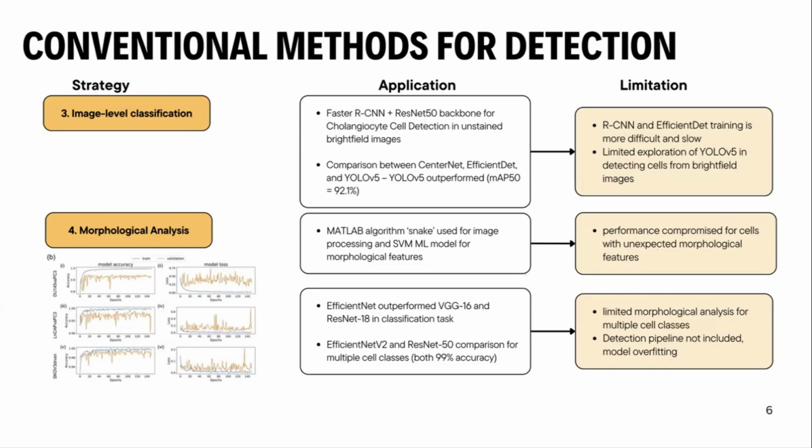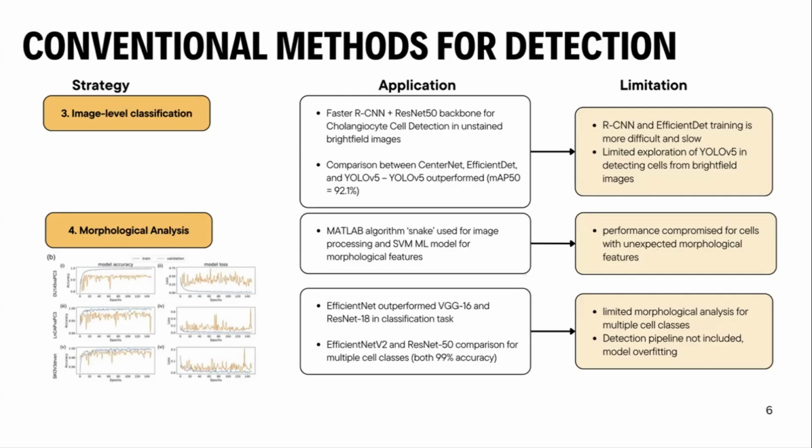YOLO V5 was also compared with EfficientDet and CenterNet in a study, and it showed that YOLO V5 had higher mAP 50 scores. One gap in this study is that YOLO V5 has a balance between speed and accuracy, so it often outperforms two-step models like RCNN, which are meant to be highly accurate. But there has been limited exploration of YOLO V5 in detecting and classifying species.